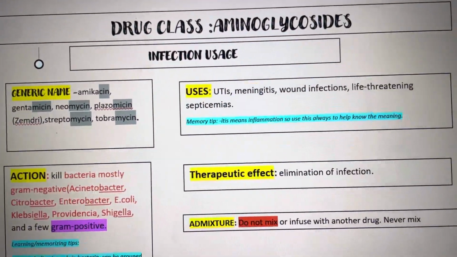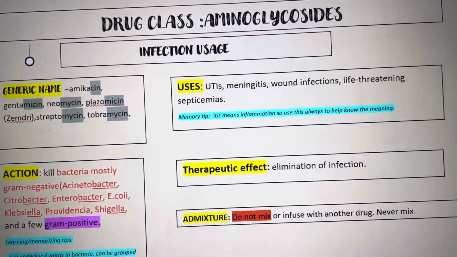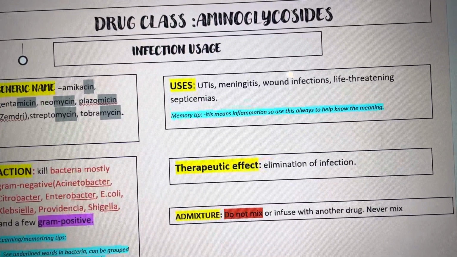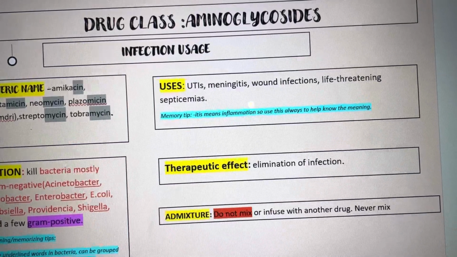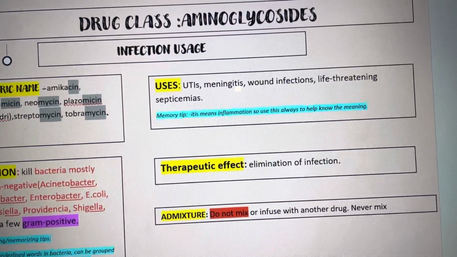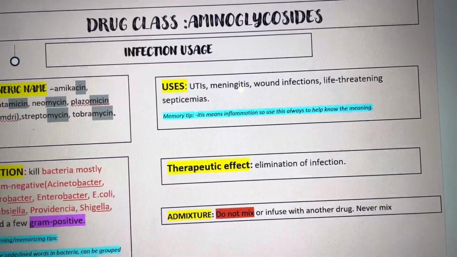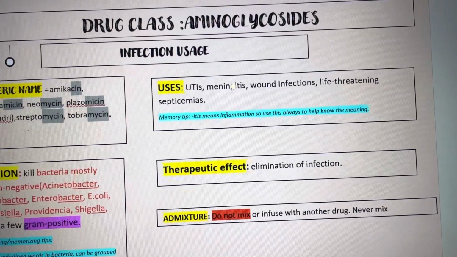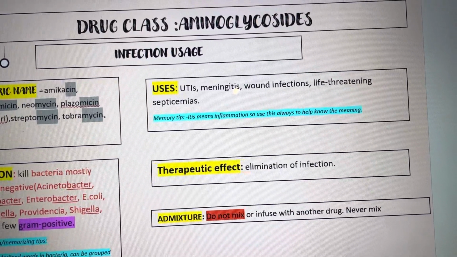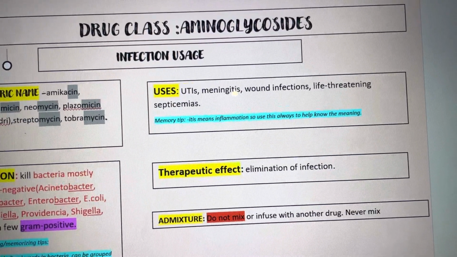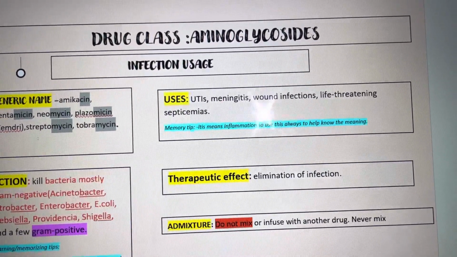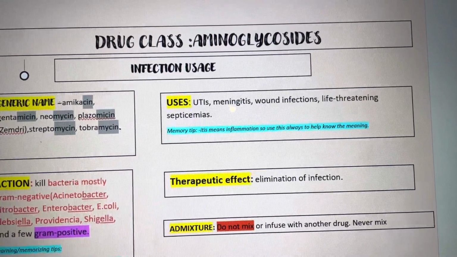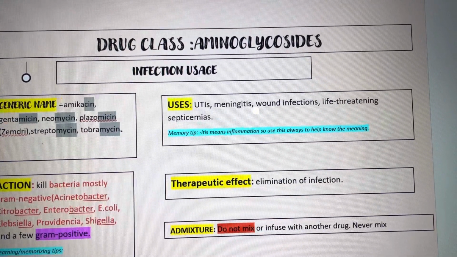And now we are going to talk about the uses, why we are using this. We use this for different kinds of infections, for life-threatening septicemias. And again, a memory trick here, we use the itis word. So itis means inflammation. Whenever we are looking at this word, we know it means inflammation. So some kind of inflammation they're talking about. So these are the different kinds of infections we use these drugs for.